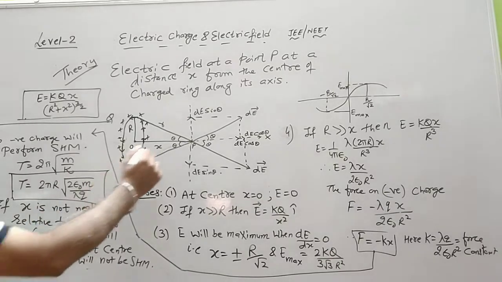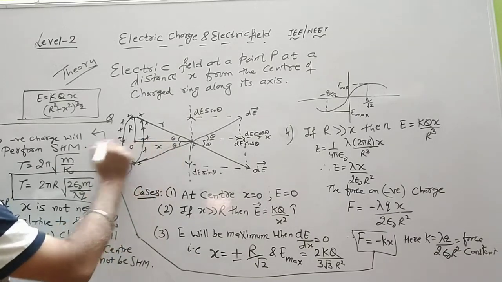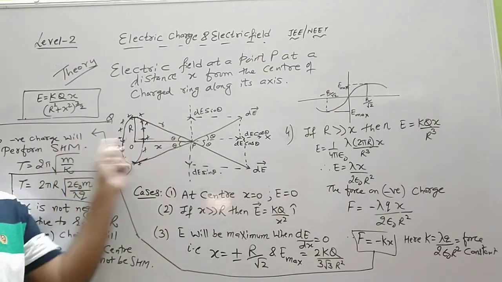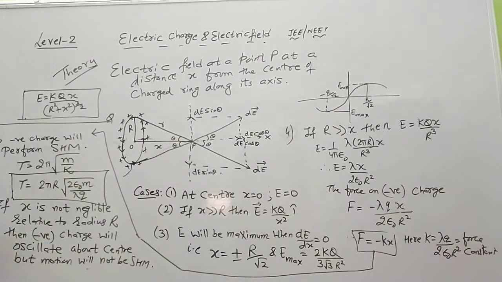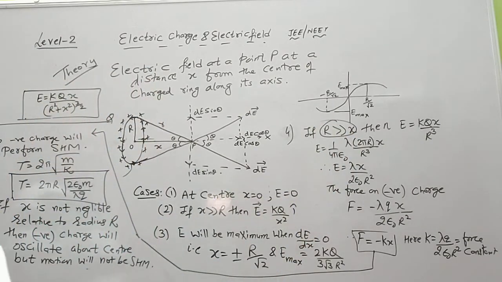So if any negative charge is placed near to the ring and if it is released, it will perform SHM along the x-axis. But on the other hand, you have to remember, if this is not the condition, that x is not negligible relative to radius r, then the charge will still oscillate, but it will not perform a simple harmonic motion.